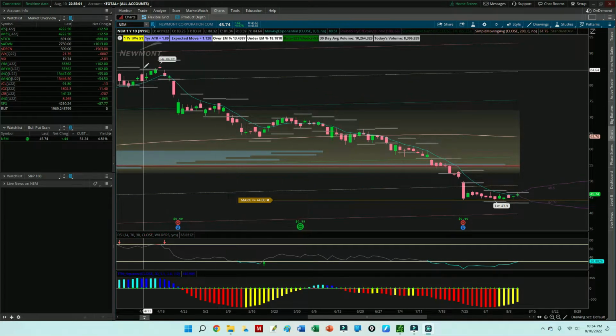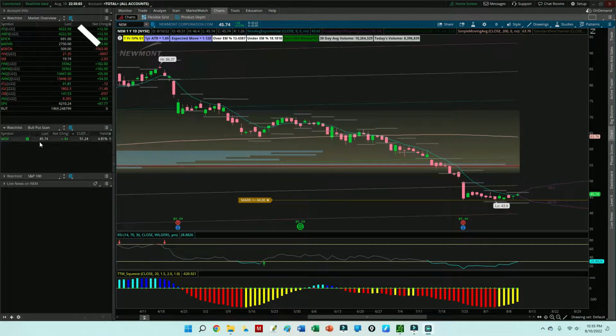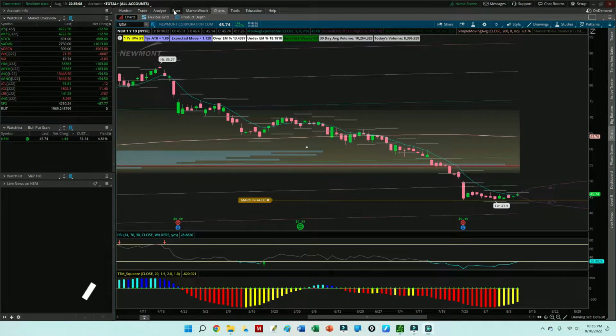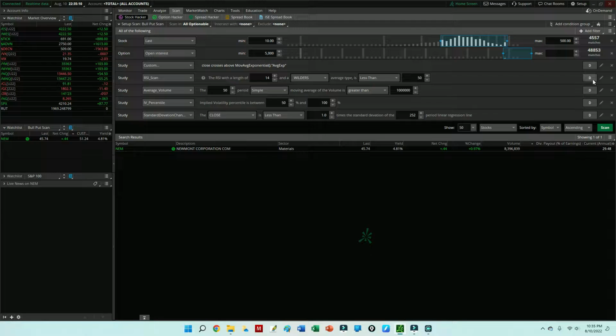Okay, so on the screen you can see my bull put scan today. It came up with a trade for NEM, or Newmont Corporation. I'm just going to show you the scan that I used really quickly. You can see I got the last price in there, just 10 to 500. Not going to go through all of these.